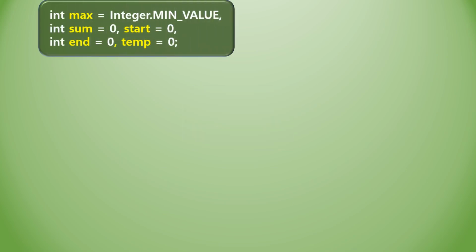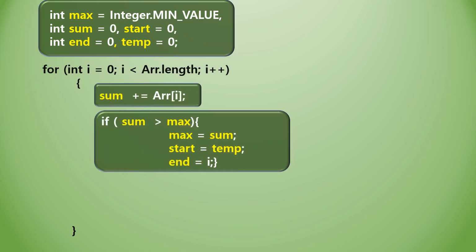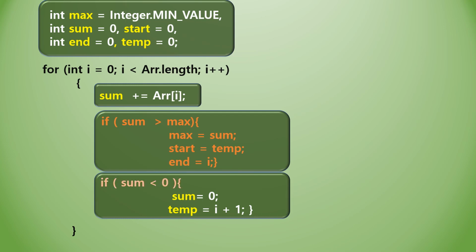Okay, let's understand the code for this algorithm. These are the variables which I've used in the algorithm. We are traversing the array by this for loop. Add every element to the sum. After that, compare with the max variable. If sum is greater, then update max, update start, and update end. After that, compare with 0. If sum is less than 0, put 0 into sum and put the next index in the temp variable.